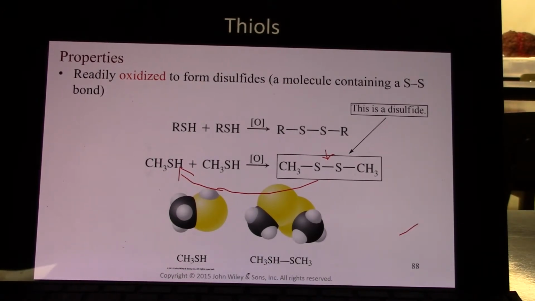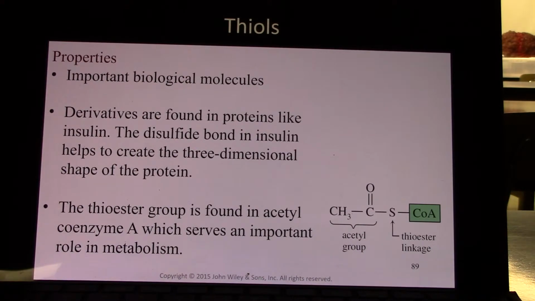And so a lot of proteins use this too. They form sulfur-sulfur cross bridges because sulfur is in a good range where it's easy to oxidize and reduce, so it's very easy to work for the body. So again, thiols form important biological molecules. The amino acid cysteine has an SH group, a thiol group, and that's really important for your proteins. The disulfide bond in insulin helps create the three-dimensional shape of the protein.